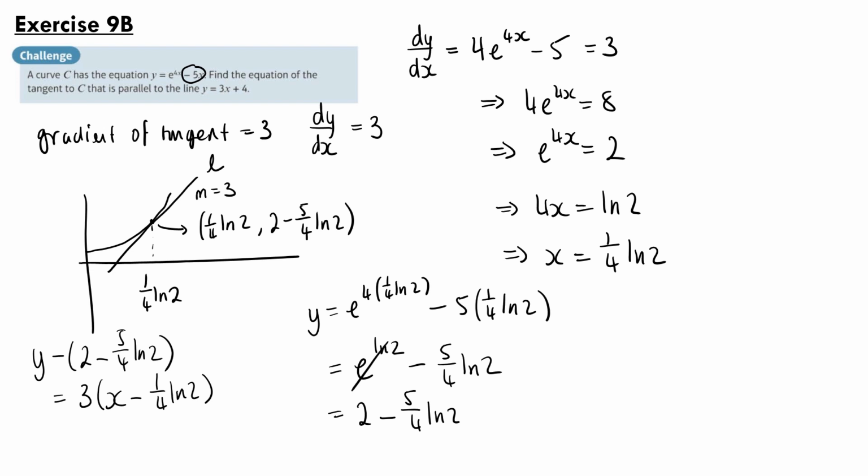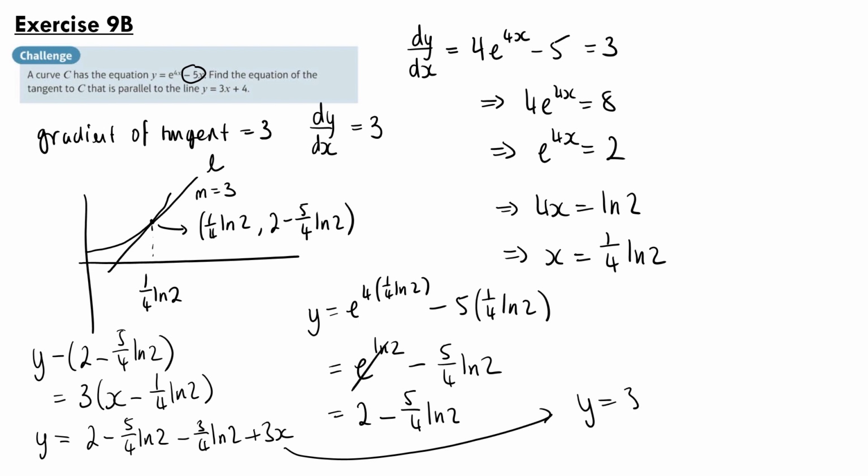And just doing a little bit of simplifying then, being careful with negatives and brackets, we're going to have y equals, adding the 2 minus 5 quarters ln 2 to the other side, then we're going to have minus 3 quarters ln 2 plus 3x, expanding out the bracket on the right hand side. And then tidying this up a little bit, we're going to end up with y equals 3x plus 2 minus 2 ln 2.